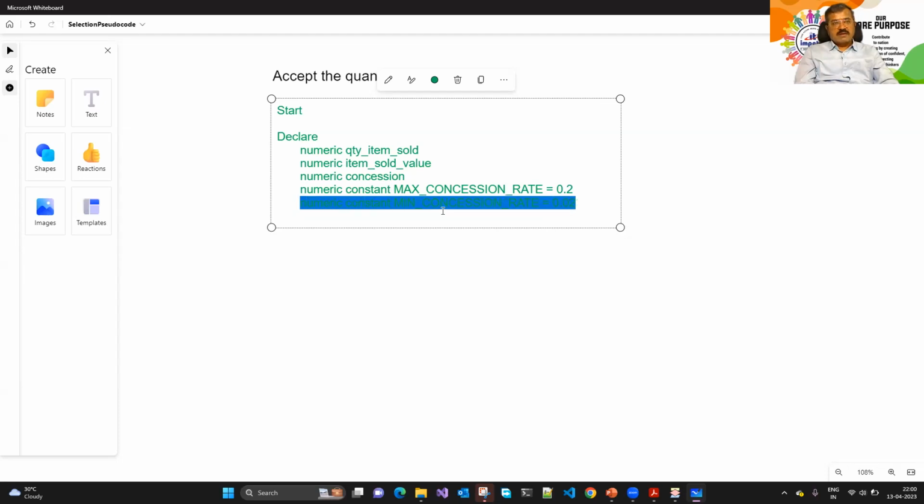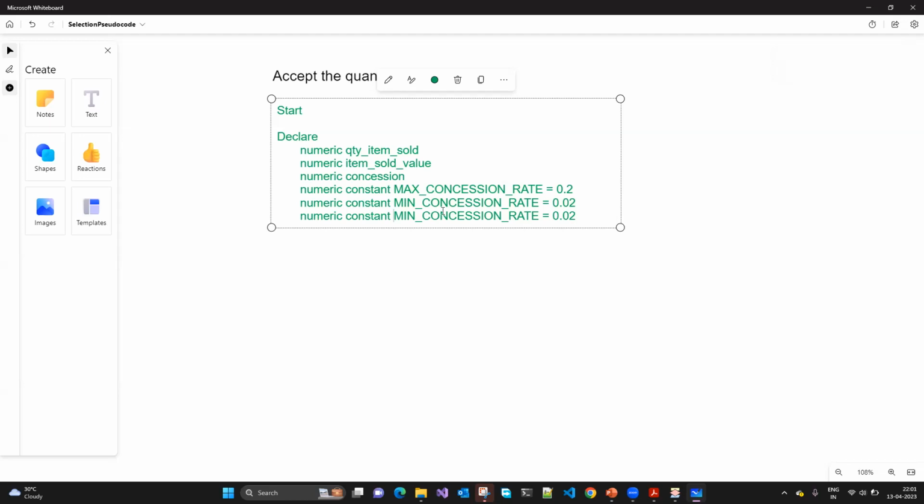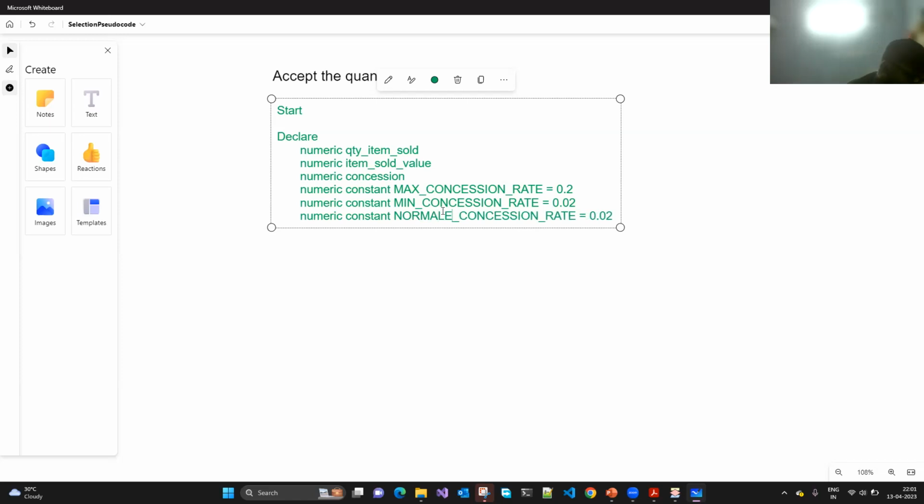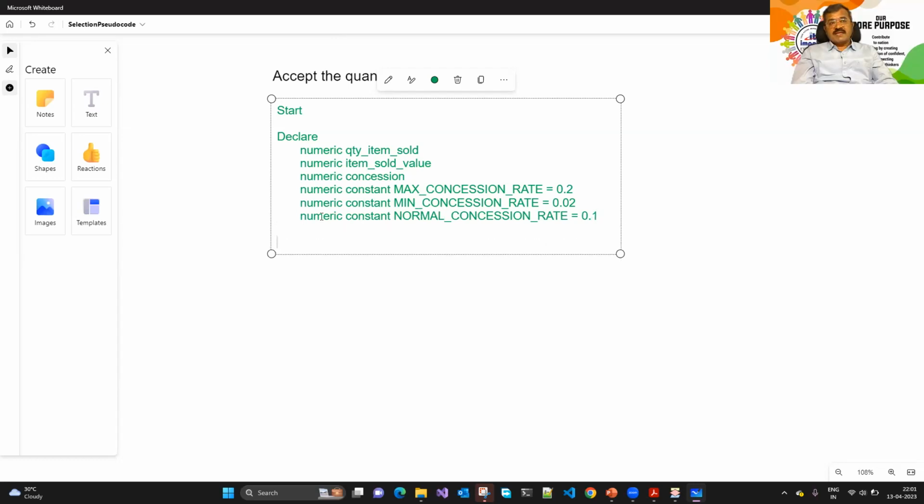And what will you call the second one, in between? Average, or normal concession rate. 10%, 0.1. So we have defined all the variables. Any other variable that we need?